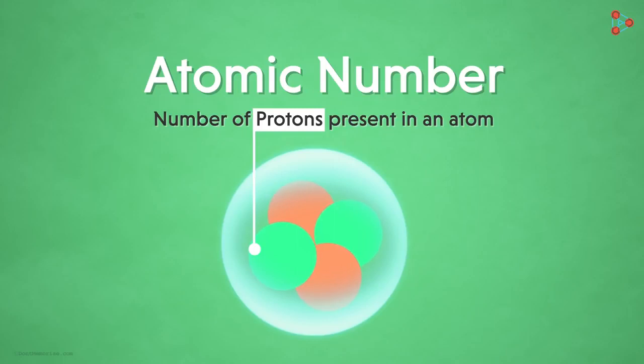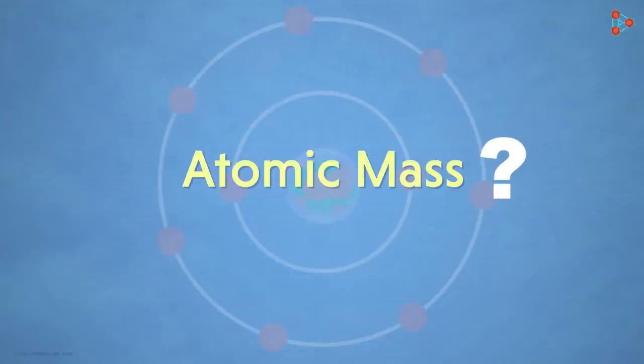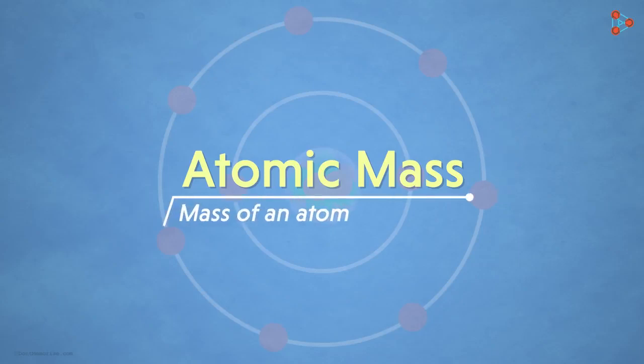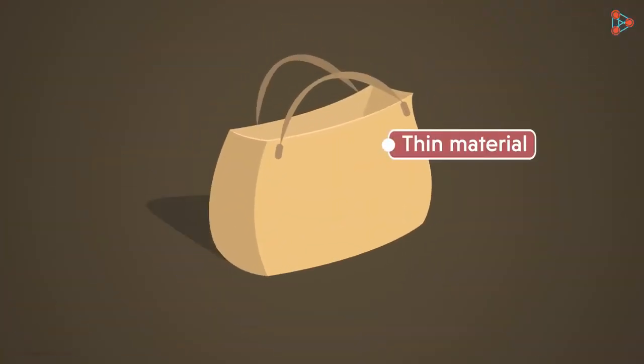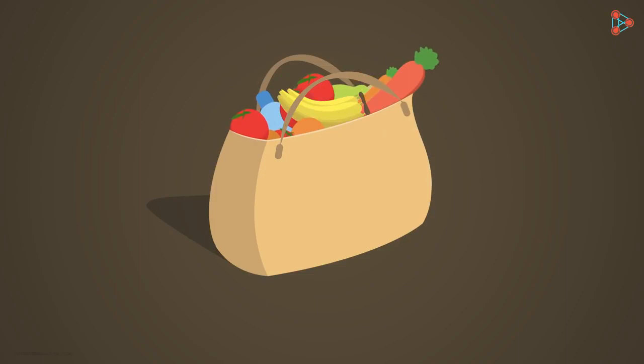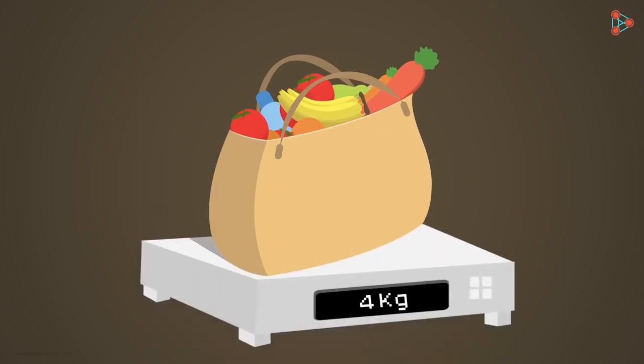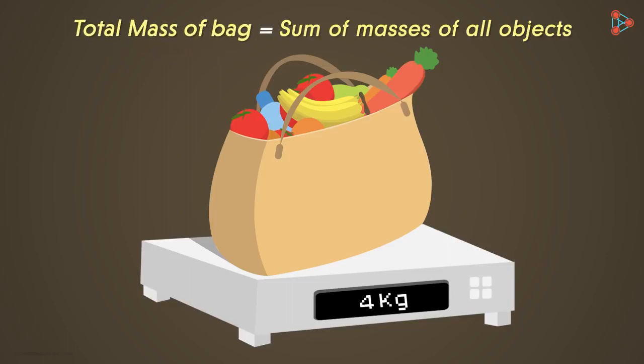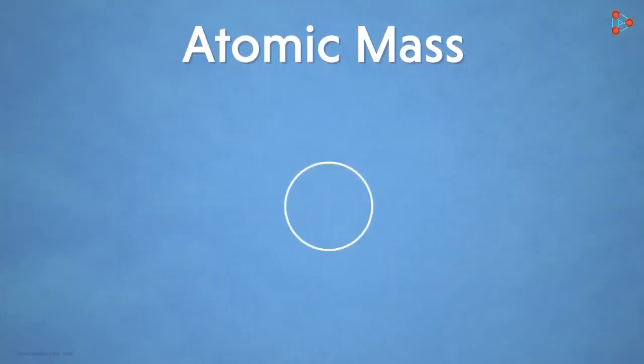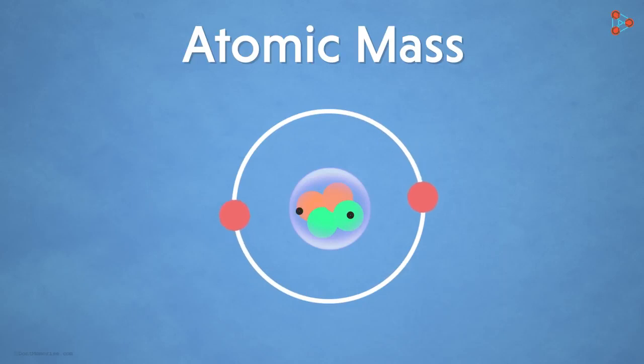Now on similar lines, can you tell me what atomic mass could be? Yes, it simply means the mass of an atom. But how does it get determined? Imagine we have a bag which is made up of extremely thin material, so thin that it almost does not have any mass of its own. Now we fill this bag with some stuff inside. If this bag is placed on a weighing scale, then can we say that the total mass of the bag will be the sum of the mass of all the objects inside it? Absolutely. Similarly, the mass of an atom can be calculated with the help of the subatomic particles in it.